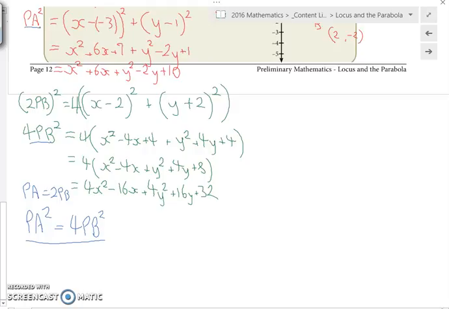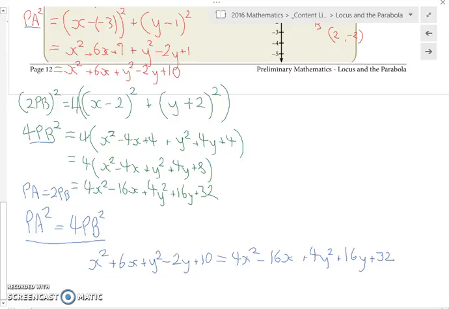So I can have x squared plus 6x plus y squared minus 2y plus 10 equals 4x squared minus 16x plus 4y squared plus 16y plus 32. Can you see what I've done there? From the question, I had PA equals 2PB. I worked out what PA squared would be.